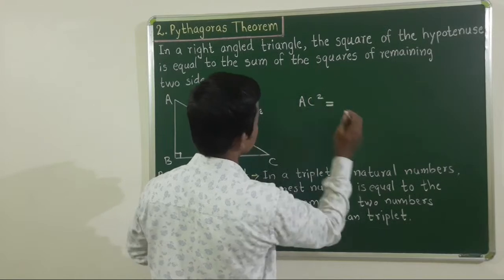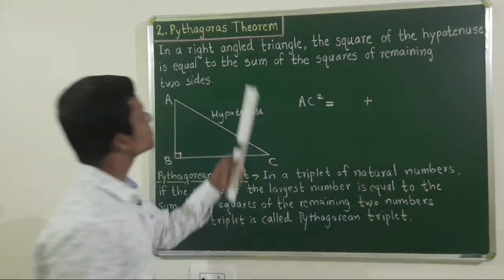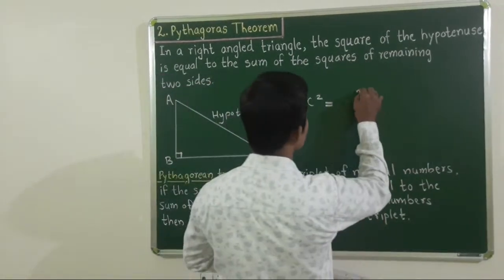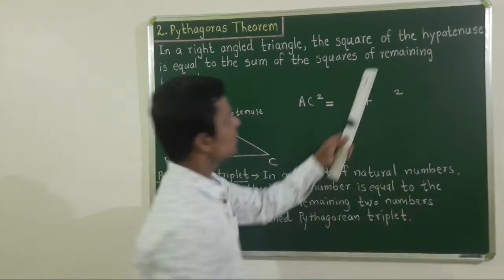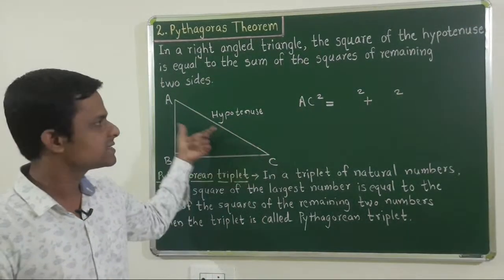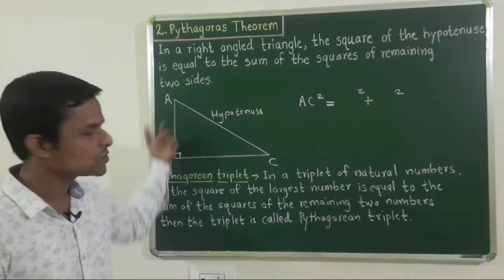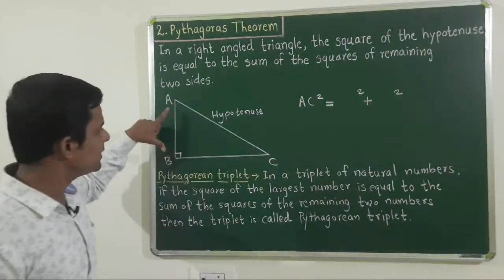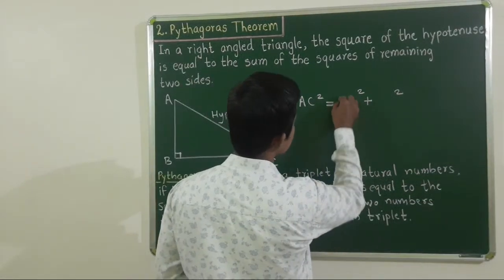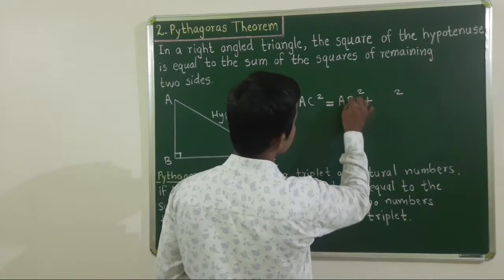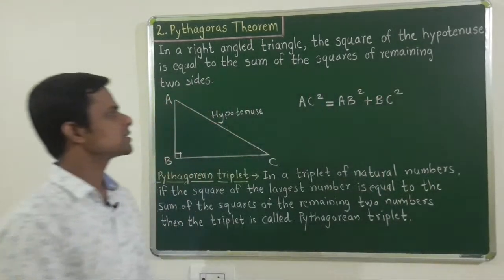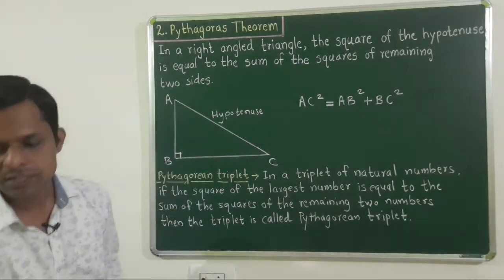is equal to the sum, means addition of the squares, sum of squares of the remaining two sides. First side we have taken as AC, that is hypotenuse, and the remaining two sides of this triangle are AB and BC. Means AC square is equal to the sum of squares of the remaining two sides, means AB square plus BC square. This is about Pythagoras theorem or the statement of Pythagoras theorem.